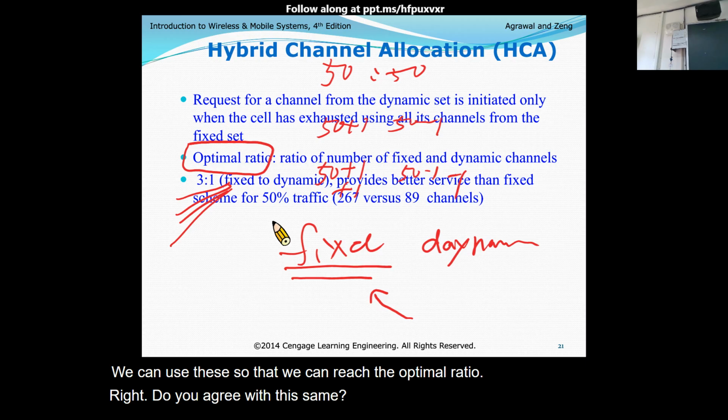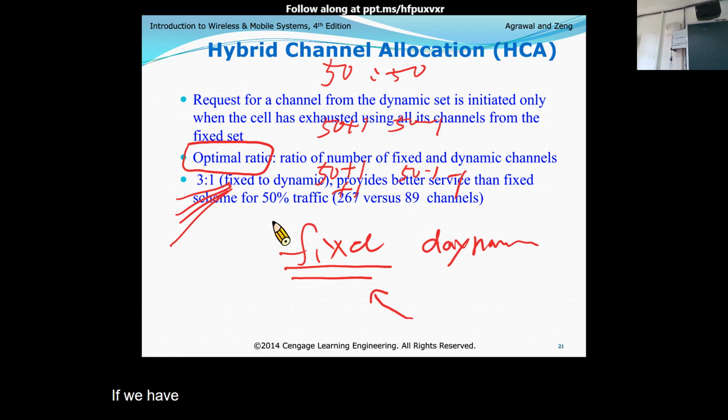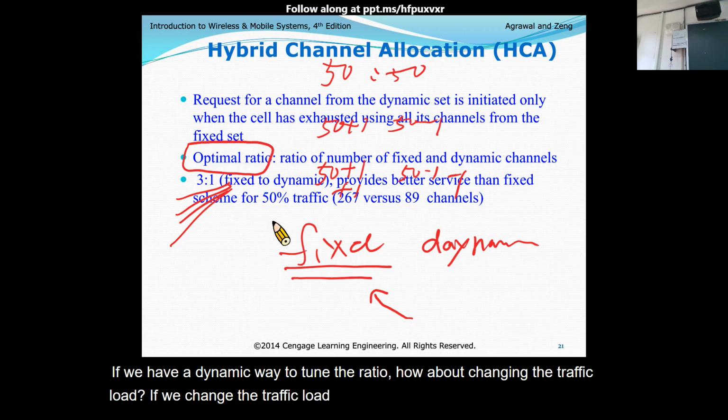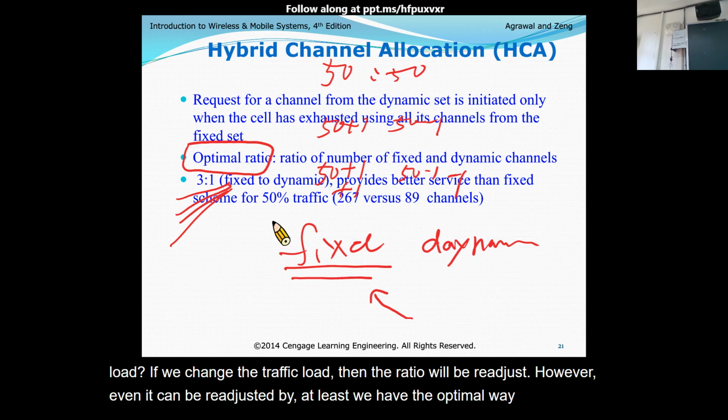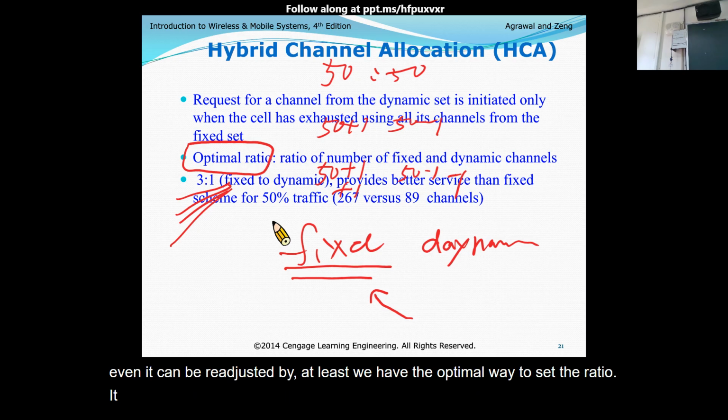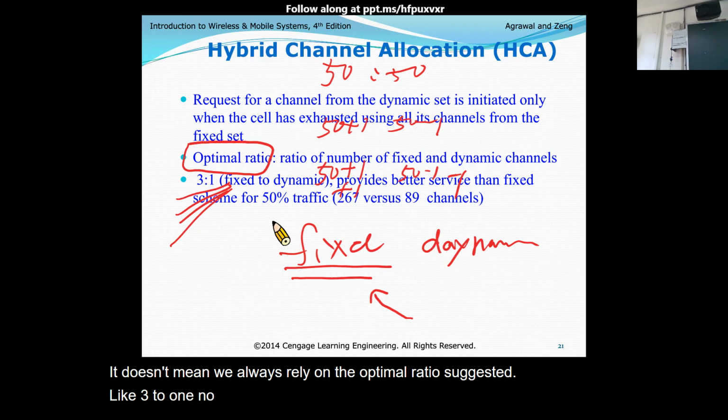If we have the dynamic way to tune the ratio, how about changing the traffic load? If we change the traffic load, then the ratio will be readjusted. However, even if it can be readjusted, at least we have the optimal way to set the ratio. It doesn't mean we always rely on the optimal ratio suggested, like 3:1. No. All right. So about the ratio, you still can have the optimal manner to adjust it.